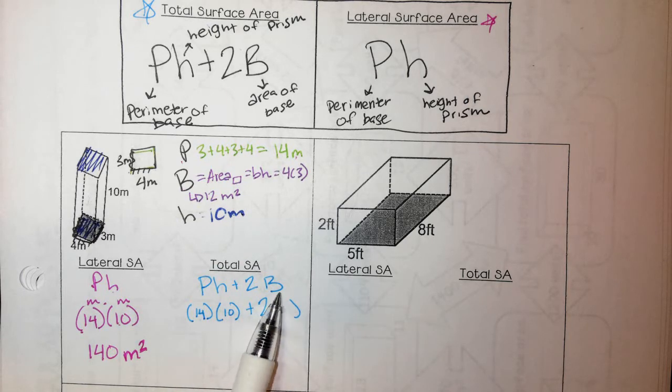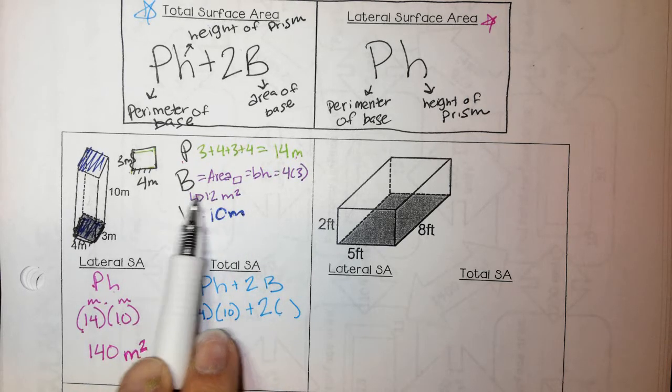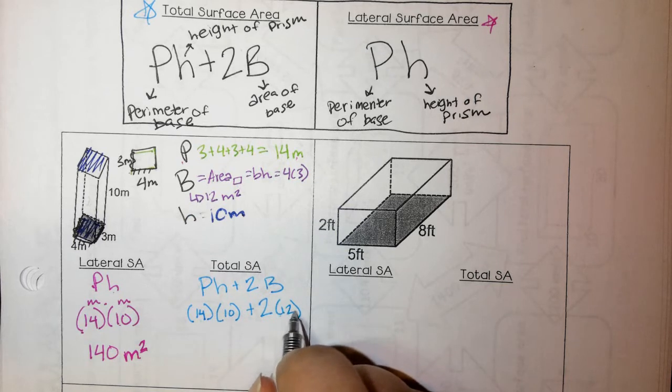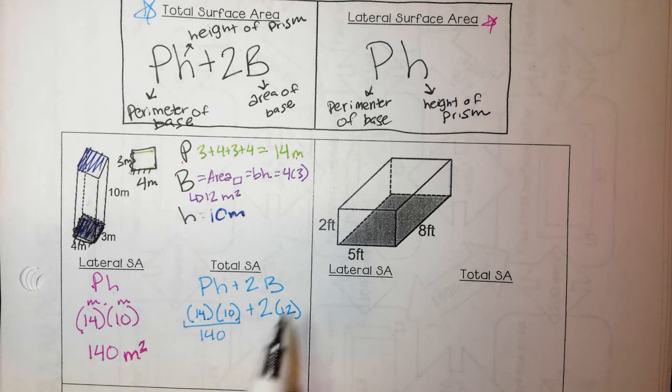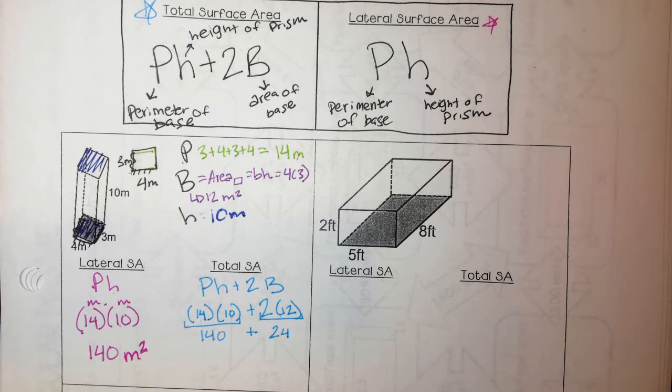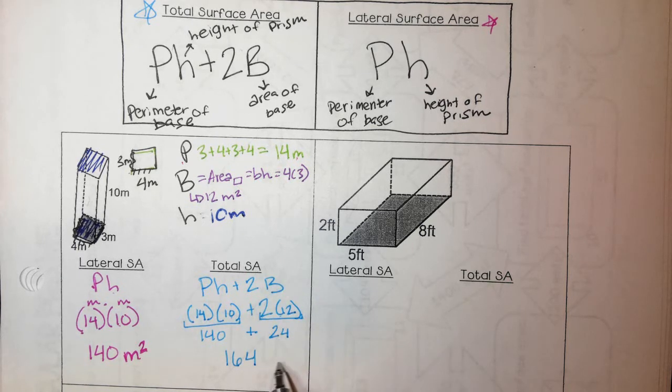And the last bubble is in place of a capital B, the area of the base, which is 12. 14 times 10 is 140. Using order of operations, I know I have to do multiplication first. The other set of multiplication was 2 times 12, which is 24. And now I can do the adding of those two numbers together and get 164. This is a type of area, so this is still meters squared.